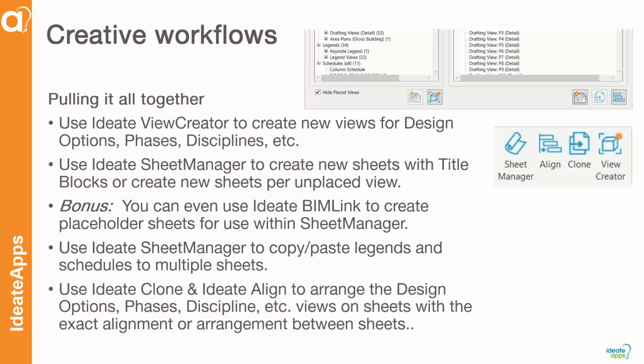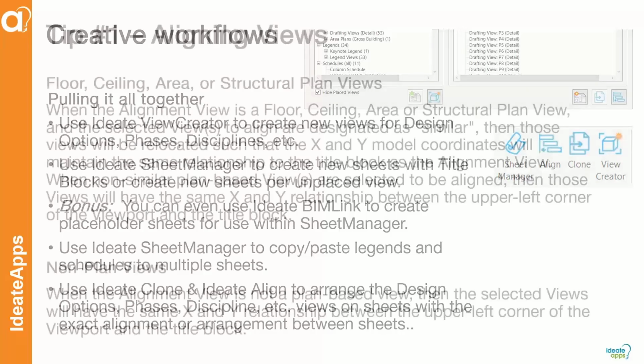I was able to use View Creator to create some new views for the dependent views, the west and east. Then I used Sheet Manager to basically place those views on a new sheet. And as I said, you can even use Ideate BIM Link to maybe create some of those placeholder sheets. And then you can copy and paste legends, and you can use Ideate Clone and Ideate Align to arrange the design options, phase, disciplines, etc., and views on the sheet with the exact alignment. So you saw that I was able to align those between the sheets as well.